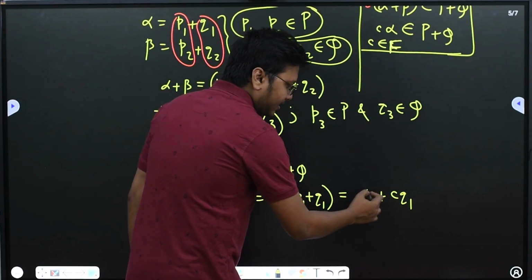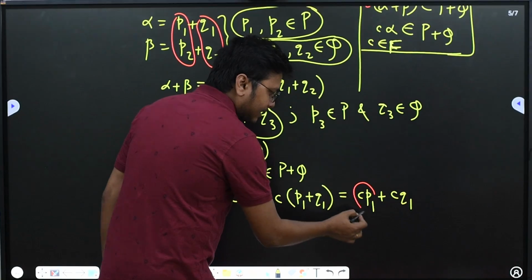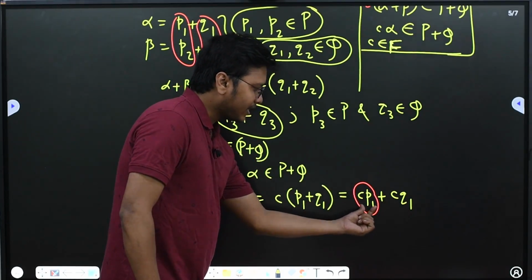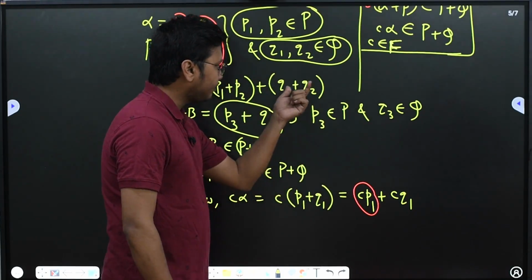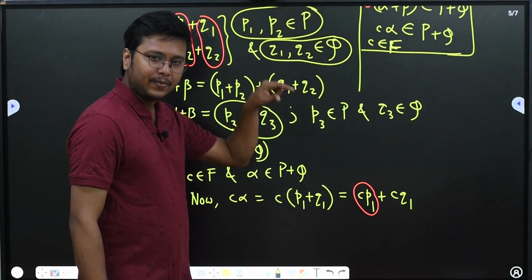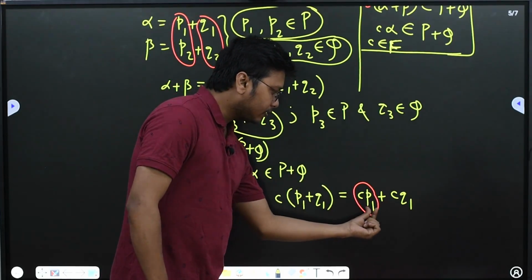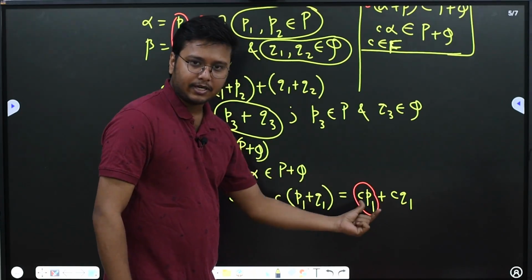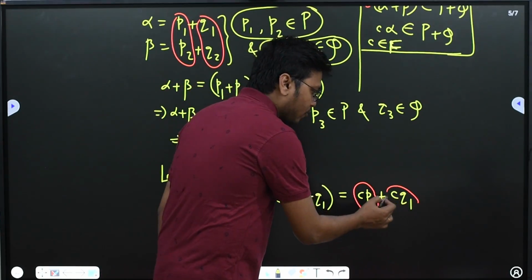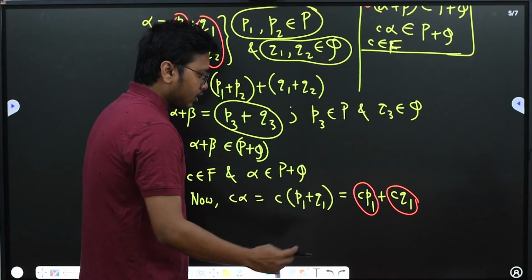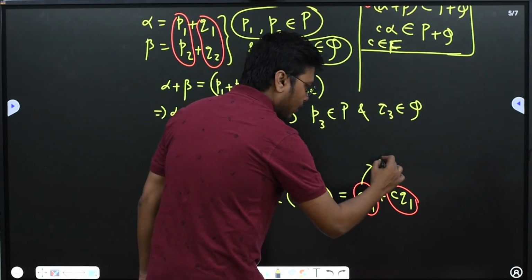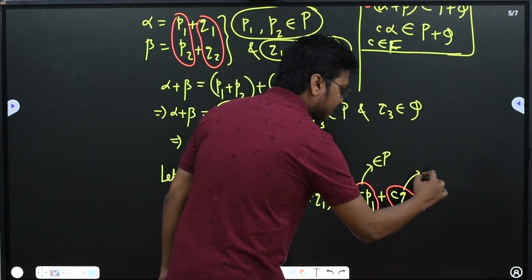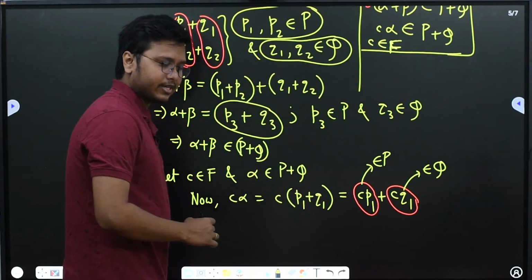If I break them up, C times P1 is ultimately an element of capital P, because capital P being a subspace, any element of P multiplied with a scalar C will eventually be an element of capital P, and the same goes for the capital Q set. So I can say that this belongs to the capital P set and this belongs to the capital Q set.